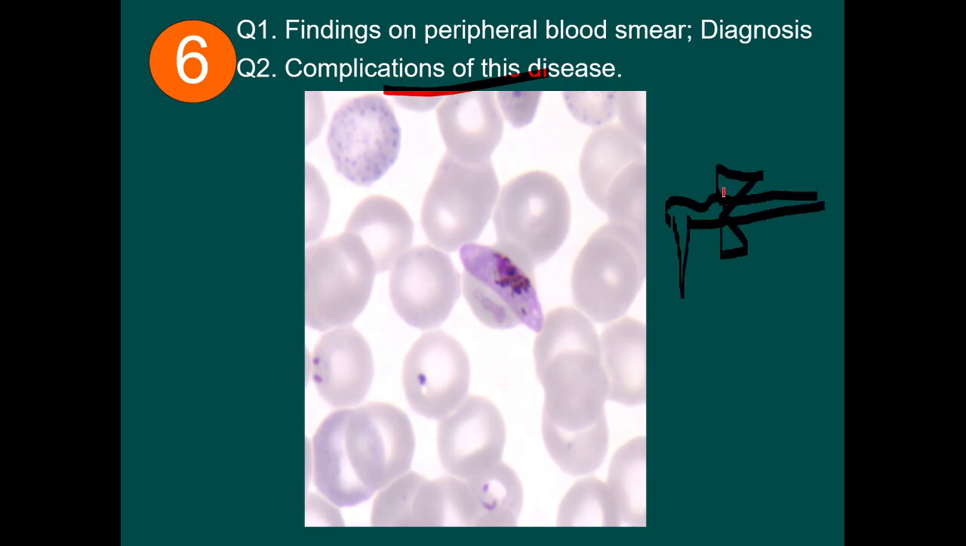What is the disease? Just put banana shaped parasite in the blood. You might see this in Google also. Complications of the disease. So open the chapter of malaria in Harrison and look for this image, and you will come to know what is the subtype of malaria.